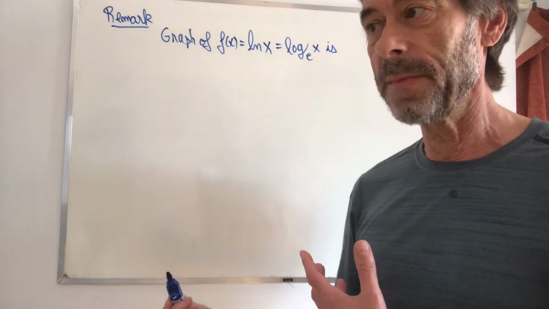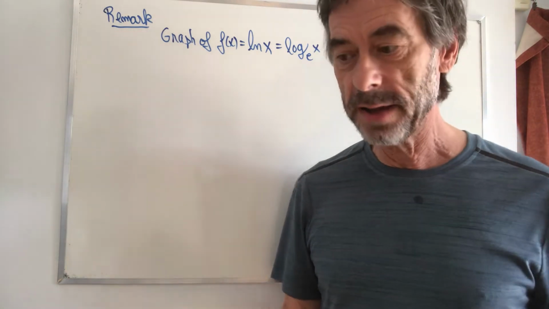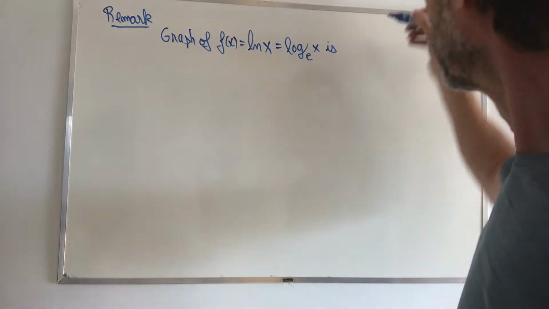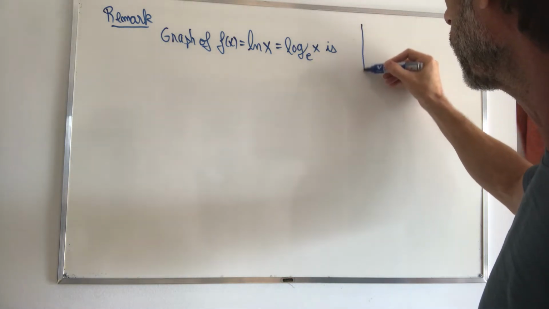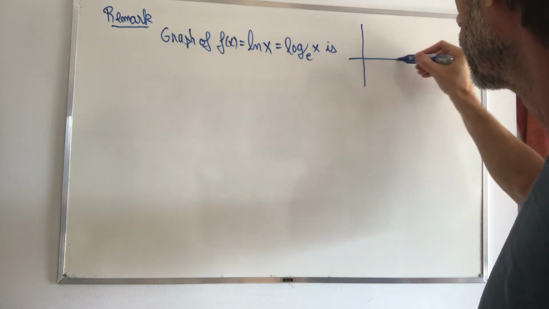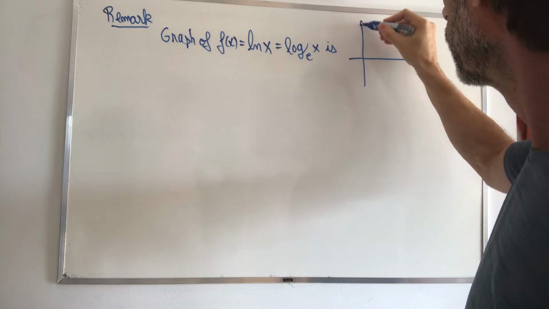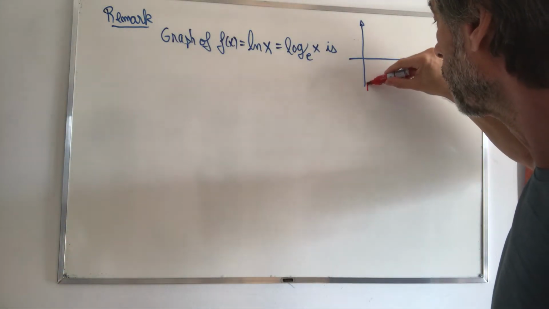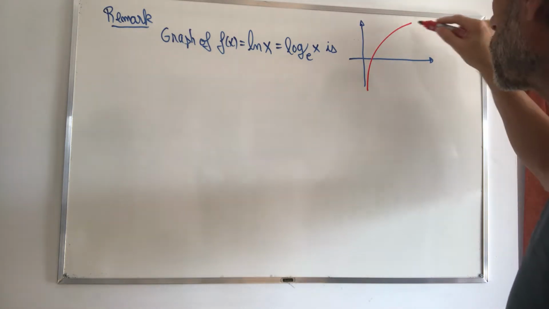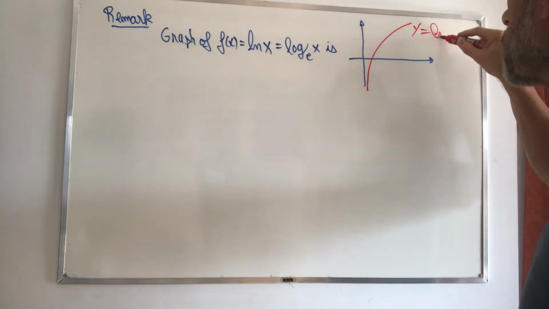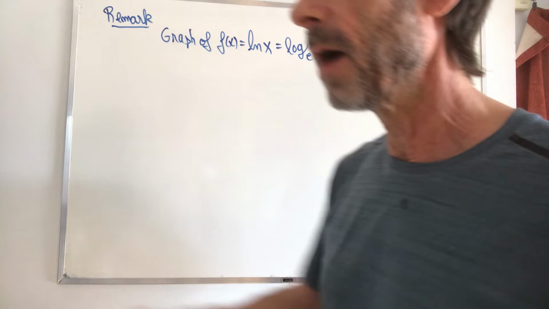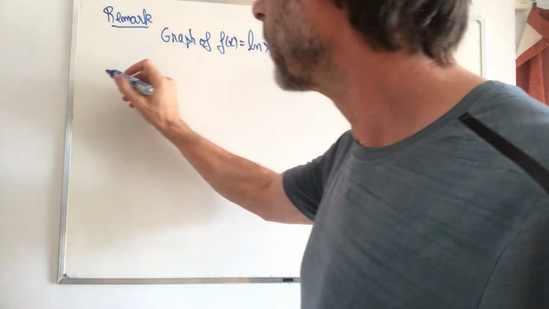The reason why I mention it is because it's going to come back in several occasions in Cal 1. So, like this. Same shape as the log base 2. Right? So y equals ln of x.